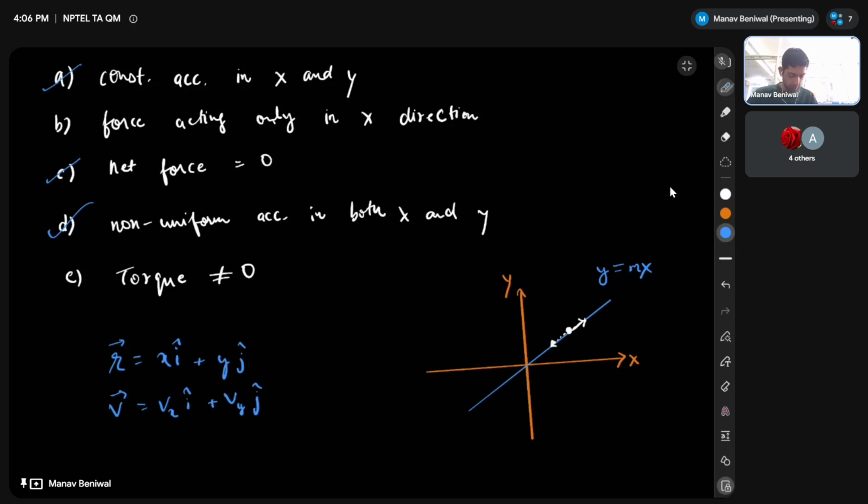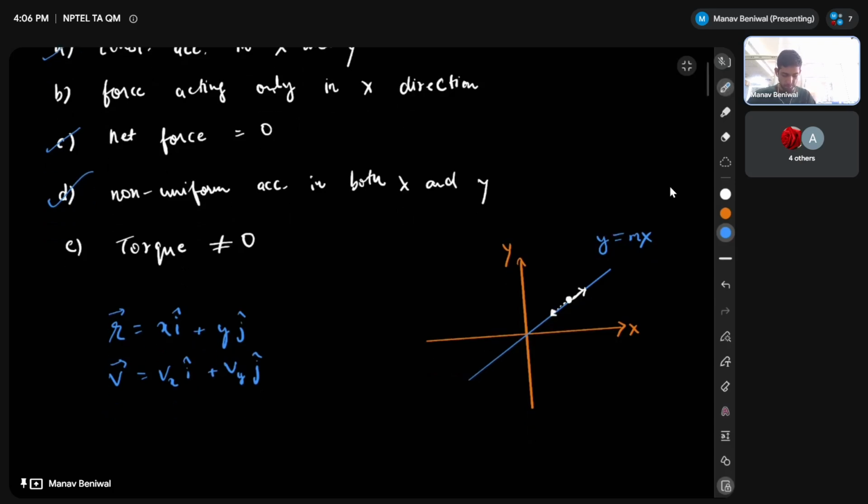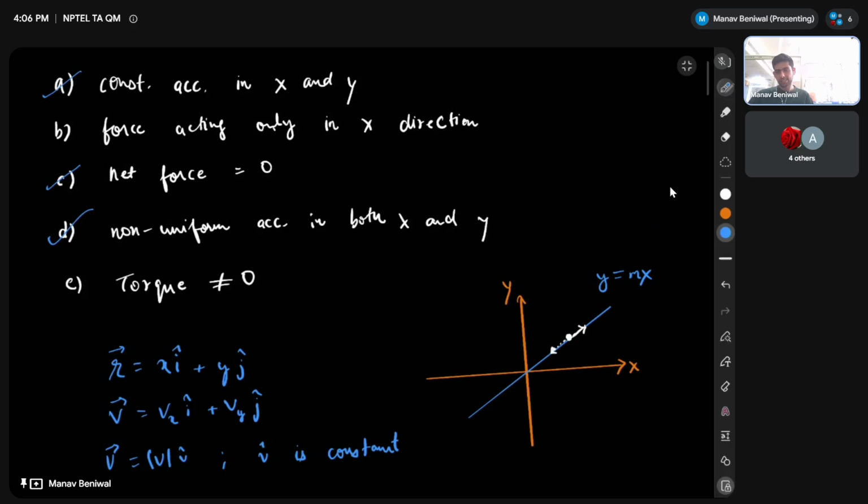Okay, and so the velocity vector. If I write v as its magnitude times the unit vector, then we know that v cap is constant, right? It's not changing with time. So then they're asking, is this situation possible?